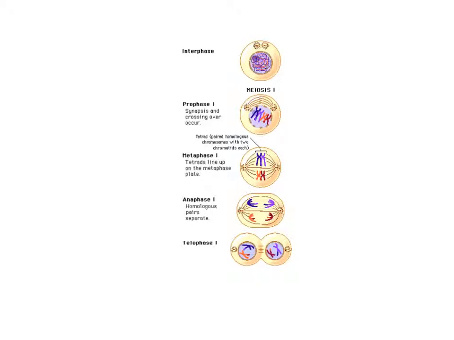So now we're going to look at the actual phases of meiosis. As we can see at the top here, we have interphase, which is just like mitosis. 90% of the cell life is spent during interphase. During this time, the DNA is replicating, the cell is getting prepared to undergo either mitosis or meiosis. In this case, we're looking particularly at meiosis. The first stage of meiosis is known as meiosis 1. So we have prophase 1, metaphase 1, anaphase 1, and telophase 1.